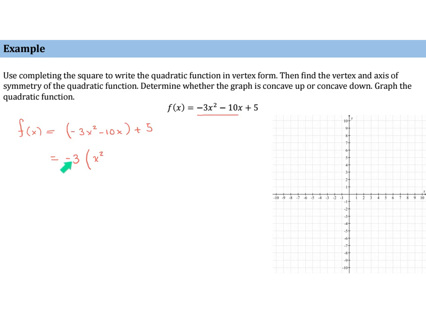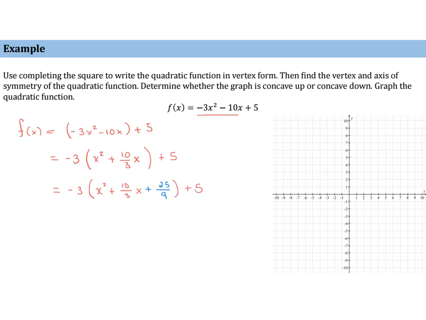Now the question is, negative 3 times what is negative 10? Well, it will definitely be a positive number, and it will be positive 10 thirds x. So negative 3 times positive 10 thirds will be negative 10x. So this is still plus 5, and now comes the completing of the square. Negative 3 times x squared plus 10 thirds x, and now we need to add something. What do we need to add? Well, we take the 10 thirds divided by 2, that would give us 5 thirds. Square it, 5 thirds squared would be 25 ninths.